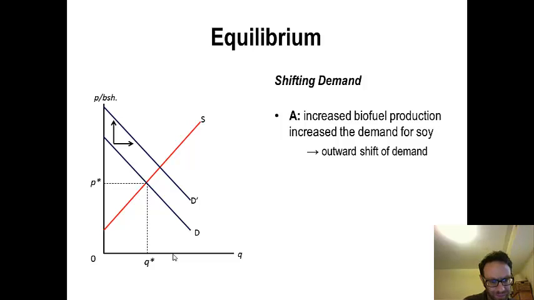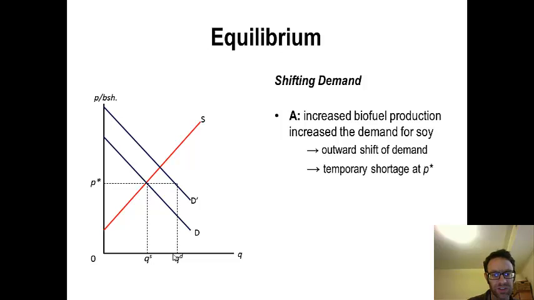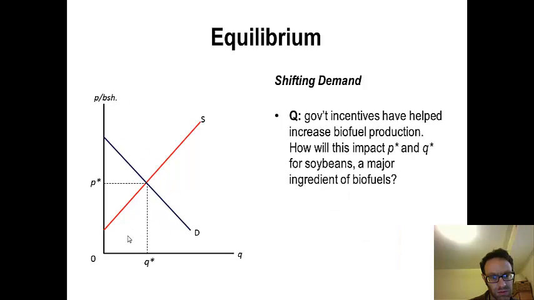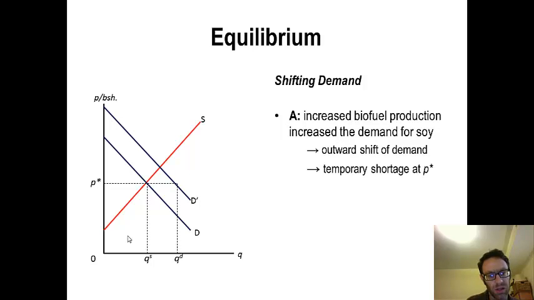Well, in the short run, we're going to assume that prices don't change. So at the original equilibrium price of P star, the first thing that we should notice is that now there's a shortage. Quantity demanded has increased. The quantity supplied has not changed at all because farmers of soybeans, their cost structure hasn't changed. The incentives to them haven't changed yet, so they're going to supply the exact same amount. So now there are buyers who are dissatisfied.